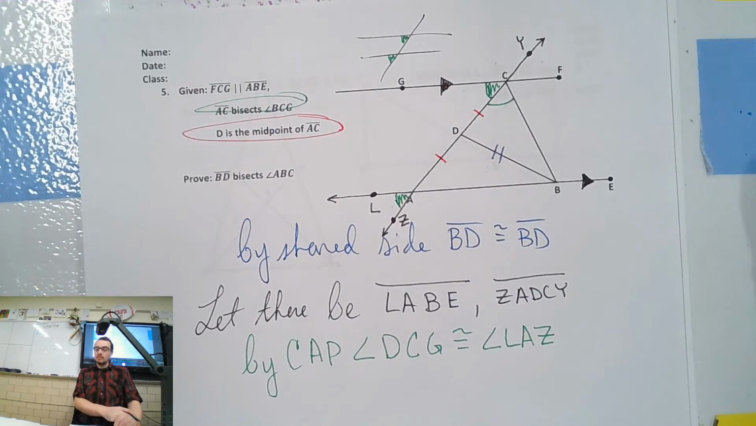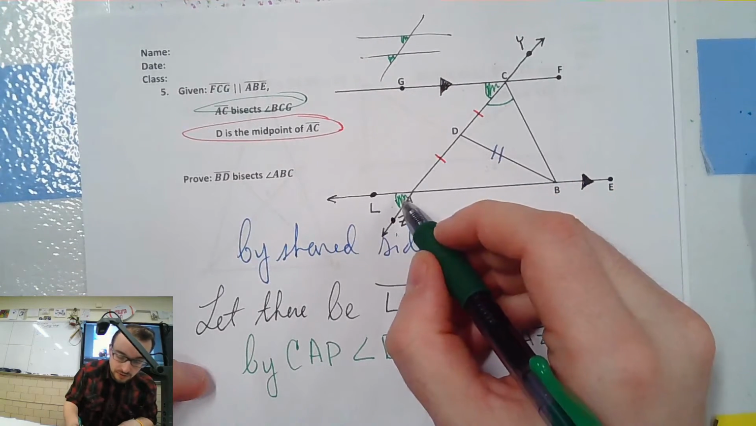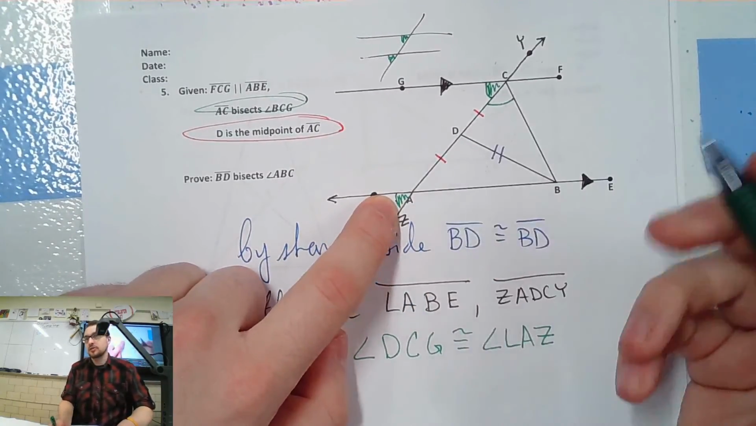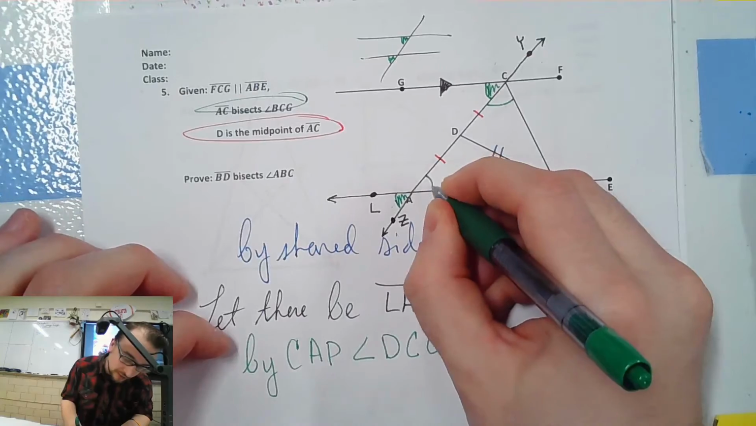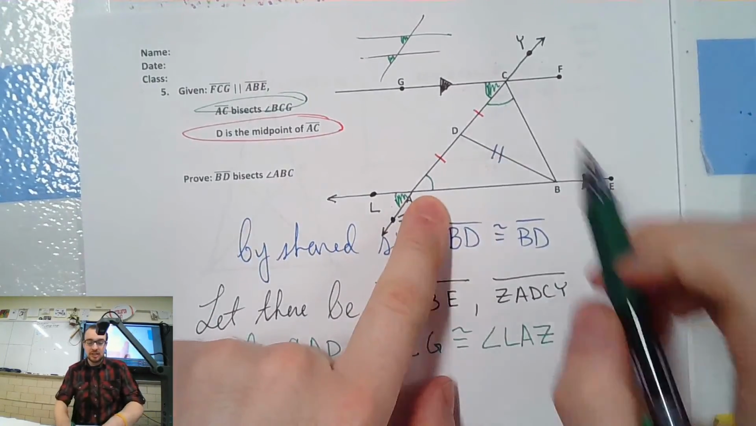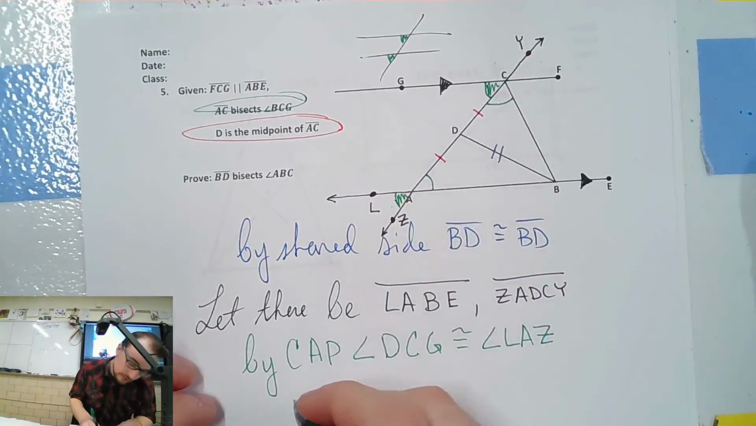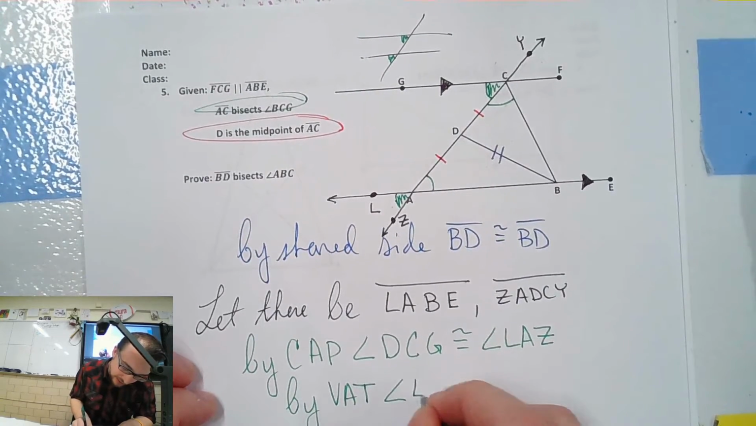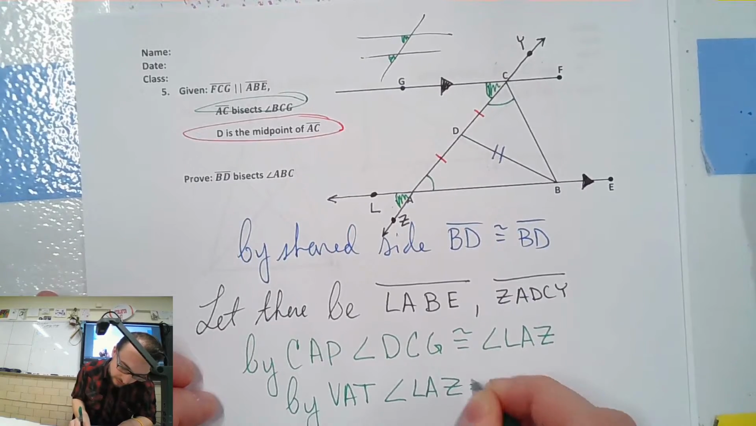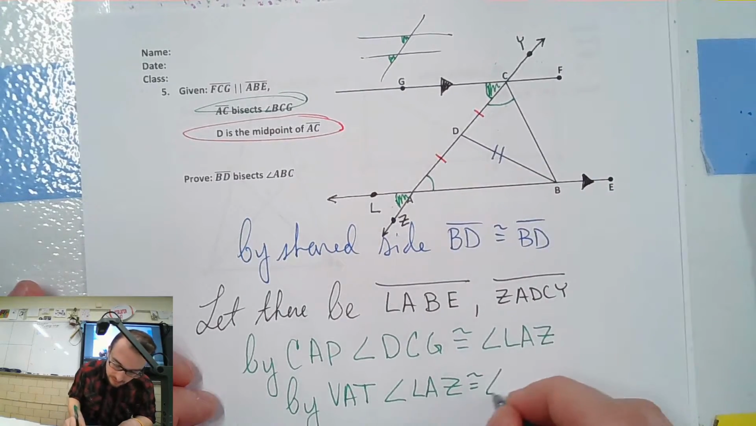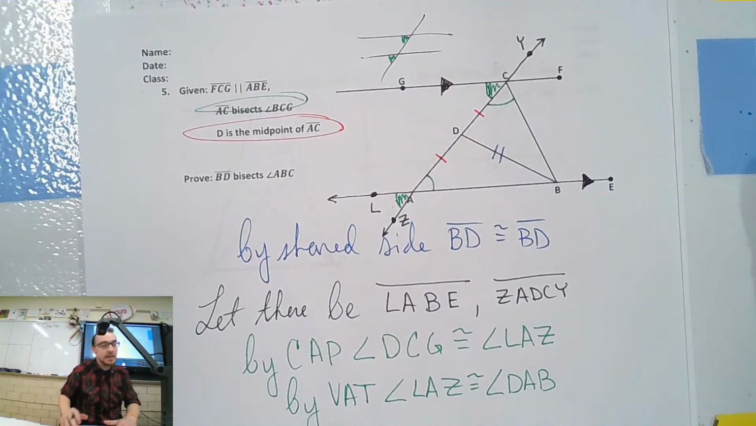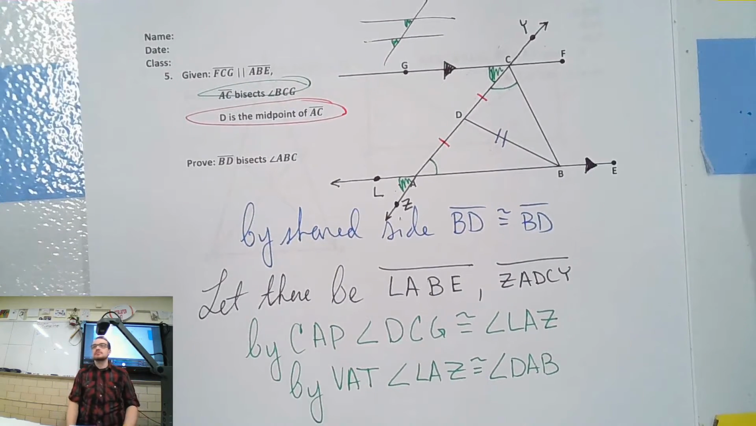Then could you do it by LPT? Not yet. We're going to do vertical angles to get this, right? Because that angle doesn't even have anything to do with our triangles. But by vertical angles, now we've got an angle inside our triangle. So by vertical angle theorem, I know that angle LAZ from before is congruent to my new angle DAB. You could also do BAD if you want. Doesn't matter. DAB or BAD, both acceptable.